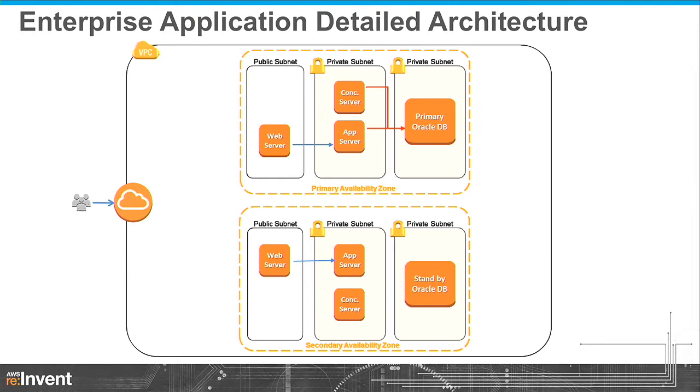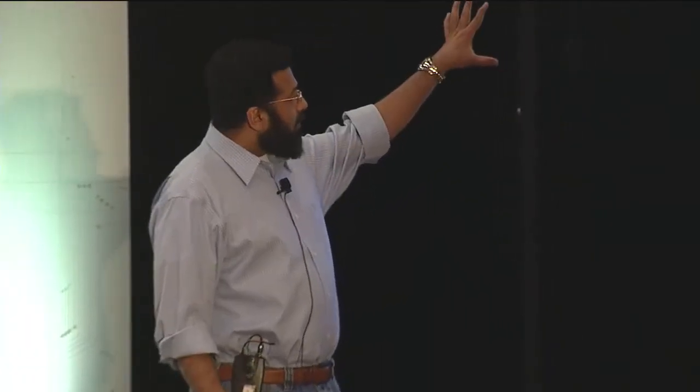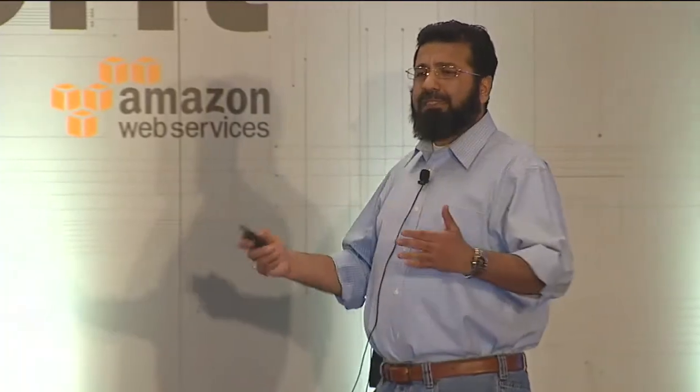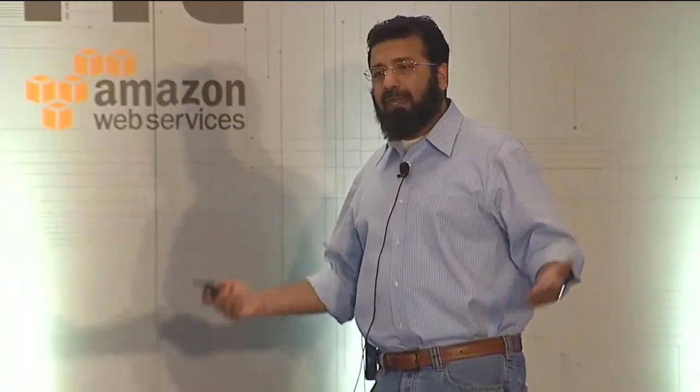So this architecture I put together actually for Oracle eBusiness Suite. So that's why you see a concurrent server there. If you are using something like SAP, you are not going to see a concurrent server, it'll be something else. But the plan for architecture for most of these enterprise applications is the same. They are either a 3-tier or 4-tier application architecture, right?